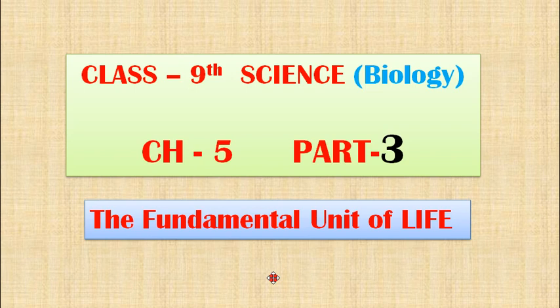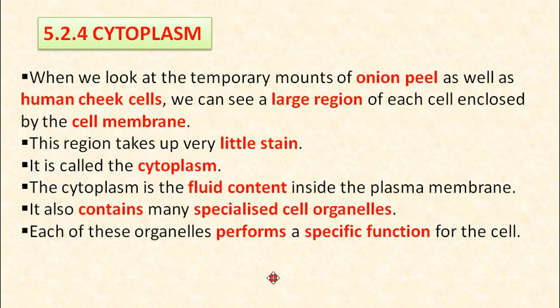So, students, this is part 3 of our chapter number 5, the fundamental unit of life. It means the cell. In the previous lecture, we discussed the structural organization of the cell: the plasma membrane or cell membrane, the cell wall, and finally the nucleus. Now in today's lecture we are going to study the cytoplasm, textbook section 5.2.4.